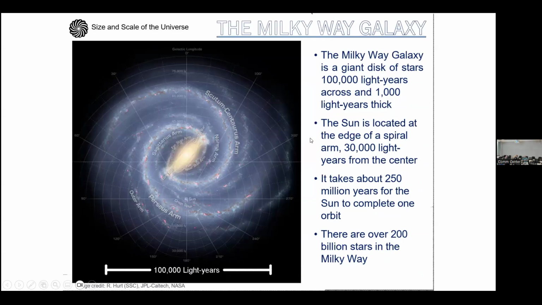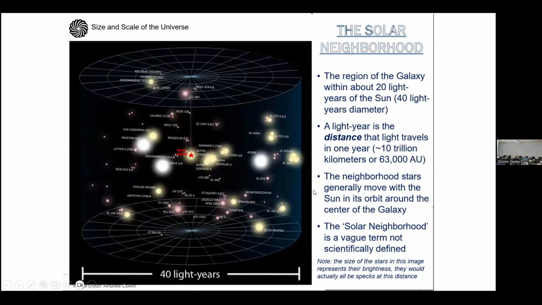And then beyond that is the Milky Way galaxy. We are here in the Orion spur of the Milky Way galaxy, about 30,000 light years from the center. We do orbit the center of the Milky Way galaxy, taking about 250 million years to complete one orbit. All those stars that you saw in the previous slide orbit with us as a group.